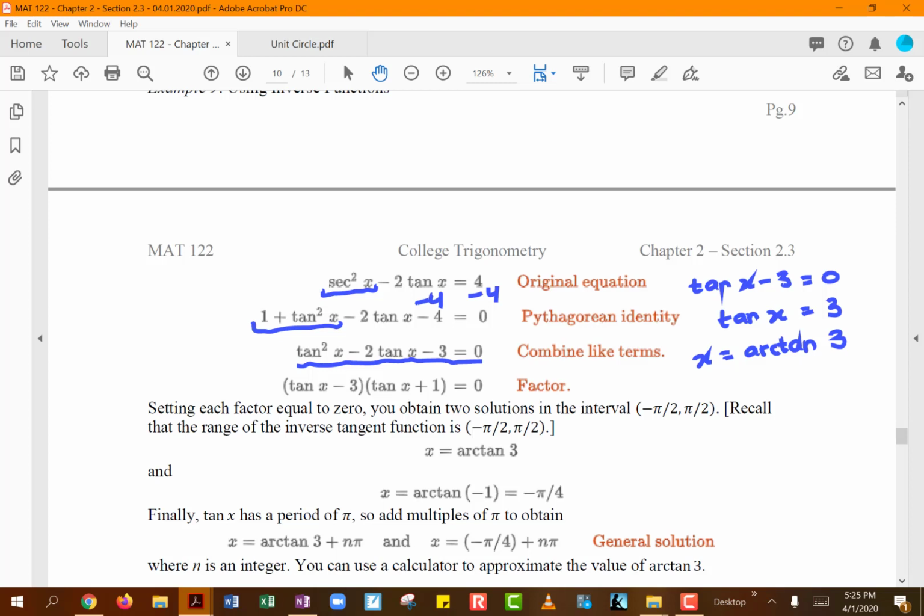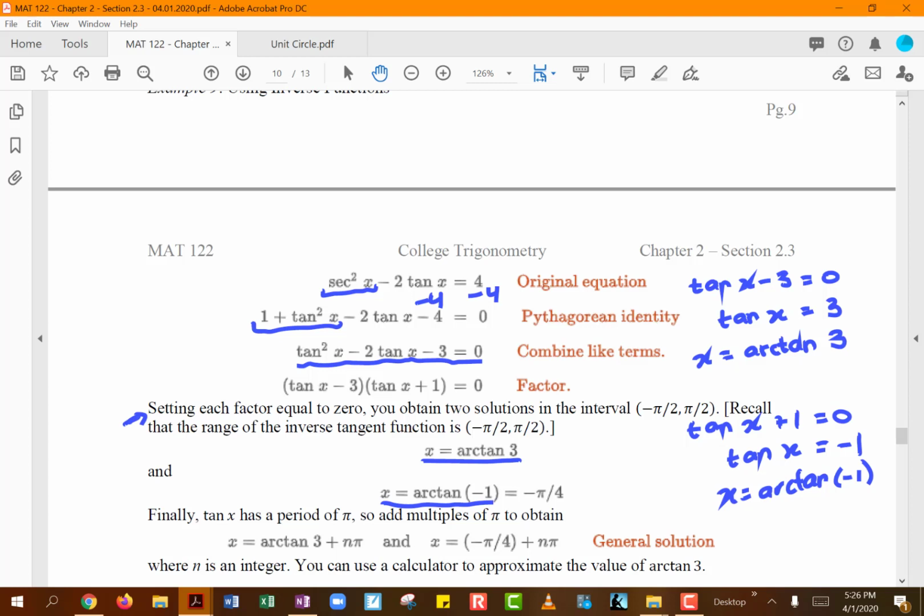And in that same way, they are taking the second factor, which was tangent of x plus 1, setting that equal to 0, then again moving that 1 to the other side, which becomes negative 1. And then again using our arctangent function to write it as x equals arctangent of negative 1. So that is where this x equals arctangent of 3 is coming from, and x equals arctangent of negative 1 is coming from.